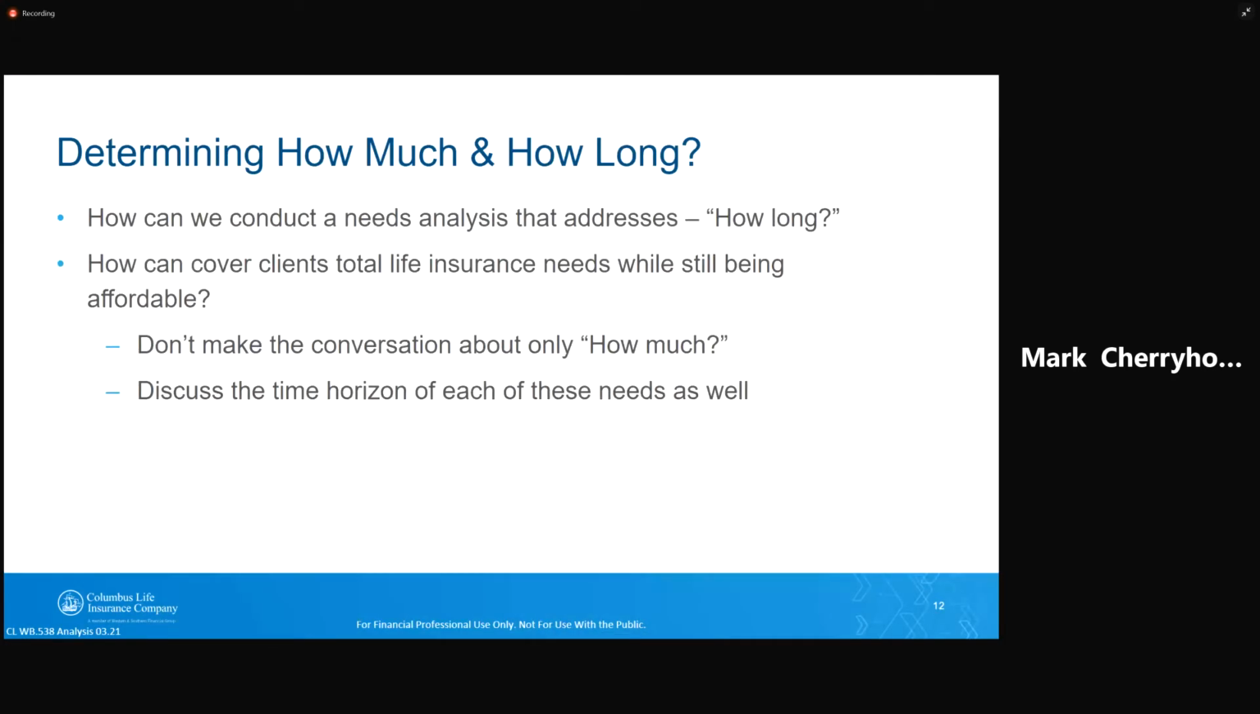Here's where we jump into this. What may be helpful about the concept we're going to discuss is that it changes the conversation, not just talking about the total amount of insurance that's needed, but also including the potential time frame. How long is this need going to be around? In other words, it's not just about how much, but equally important, how long do you need that coverage?